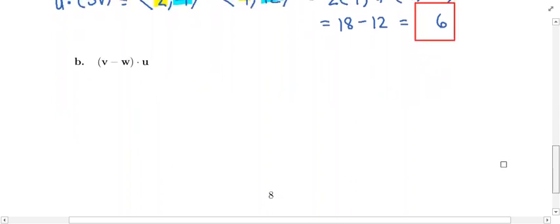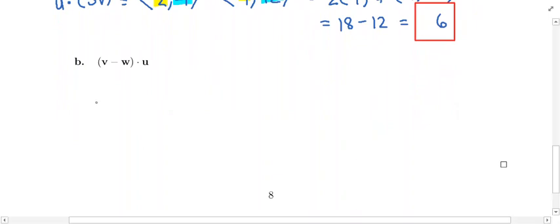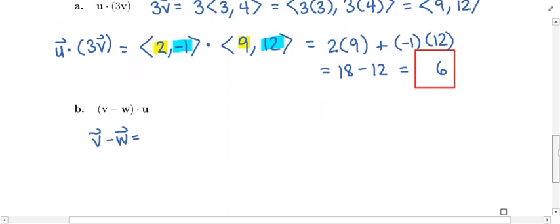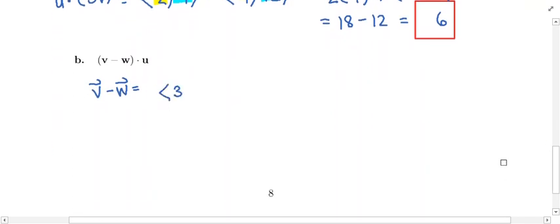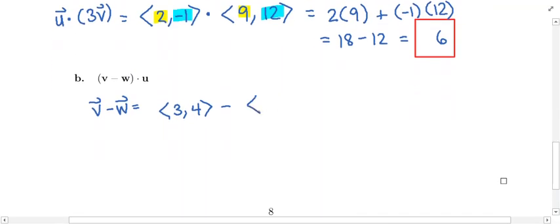This time we are going to first subtract. We're going to do v minus w. That's going to be a vector. And then we have to dot product that result with u. So I'm going to begin by doing v minus w. I'm going to write down the v vector. That's 3, 4. I am subtracting the vector w, which has components -5, 12.